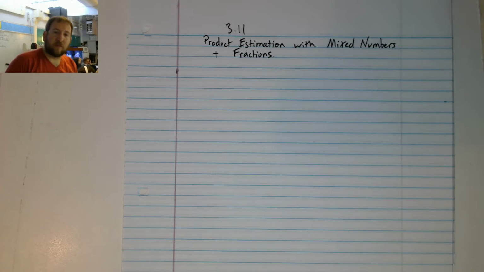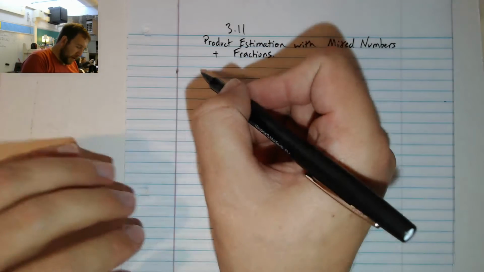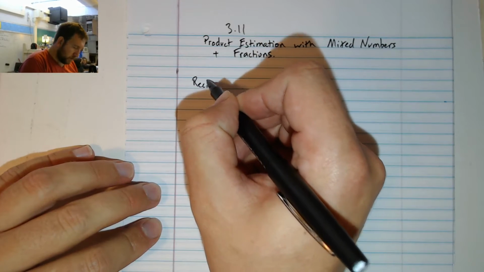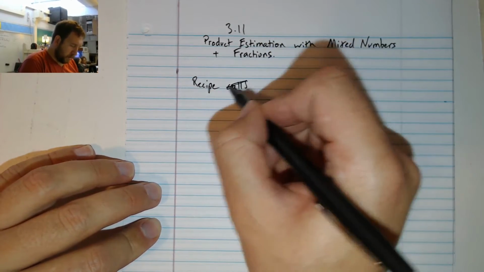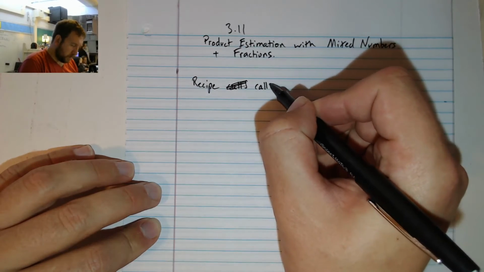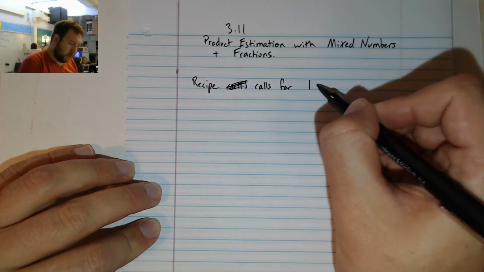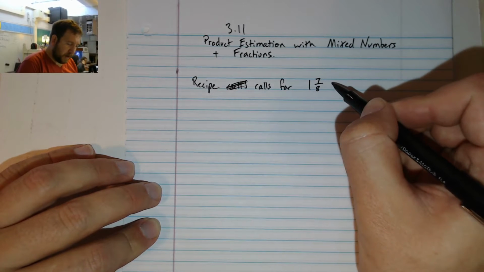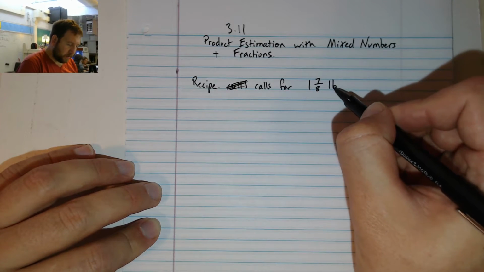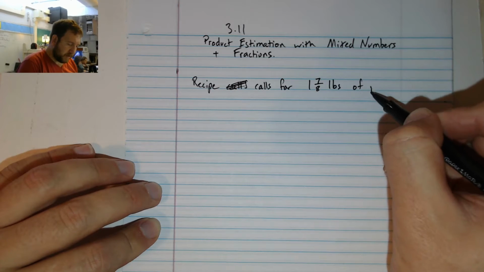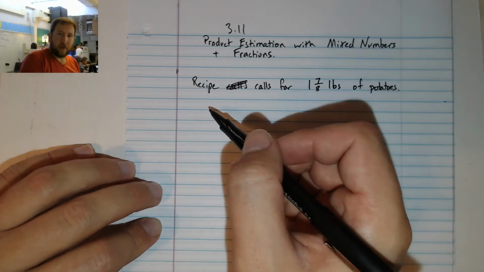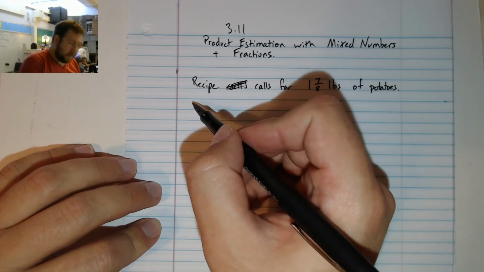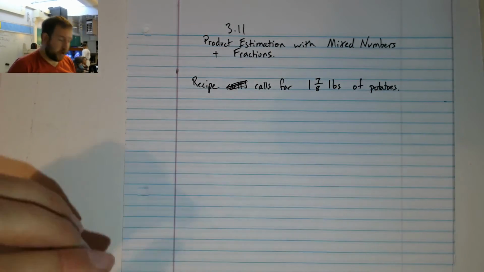So this is going to be useful for, say again, we're going to use a recipe, and a recipe calls for 1 7/8 pounds of potatoes. But we're cooking for a banquet, and at the banquet there's going to be 40 people.